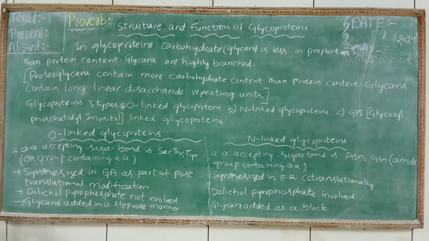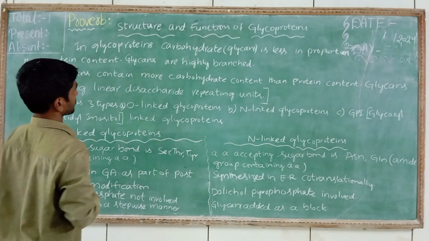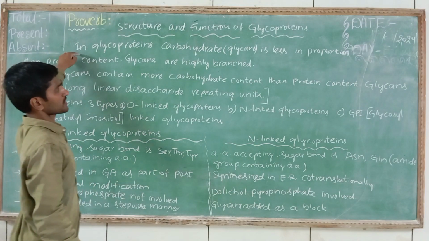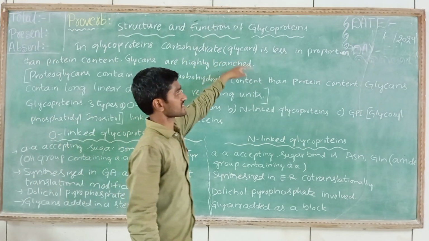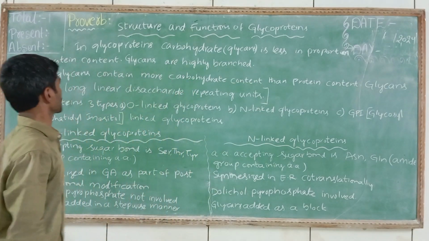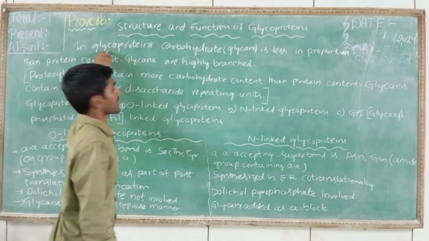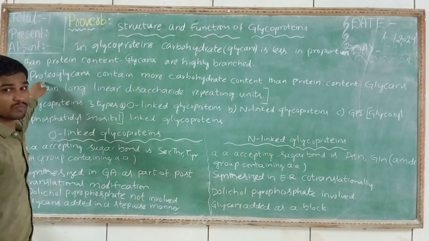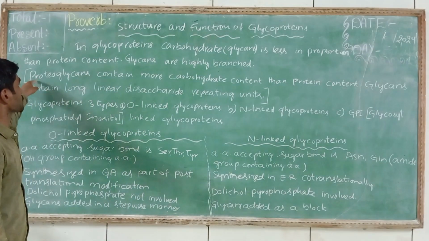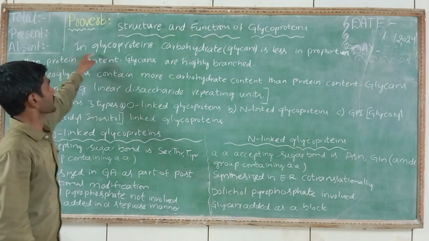Now we're going to discuss the next part of the structure and function of glycoproteins. In glycoproteins, the carbohydrate, that is the glycans, is less in proportion compared to the protein content. Glycans are highly branched in the case of glycoproteins. There is one more variation, the proteoglycan, which is different from a glycoprotein.